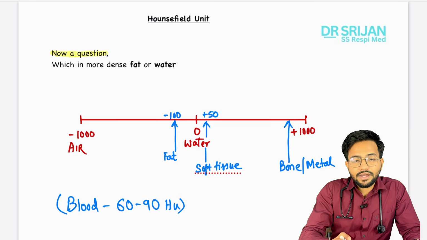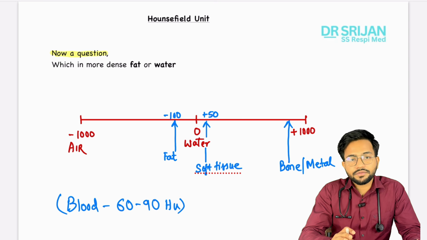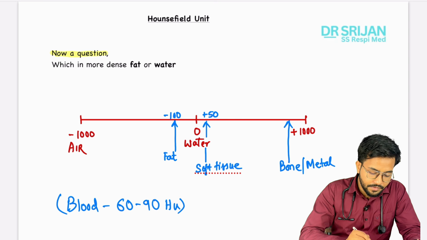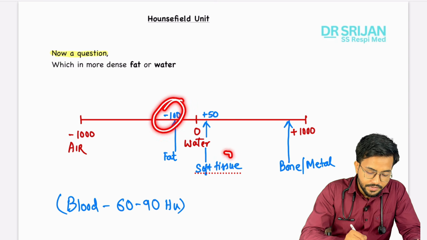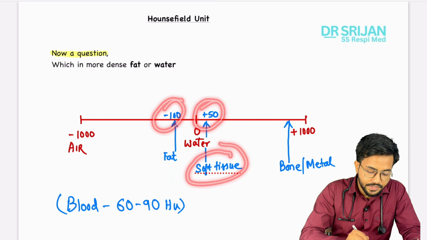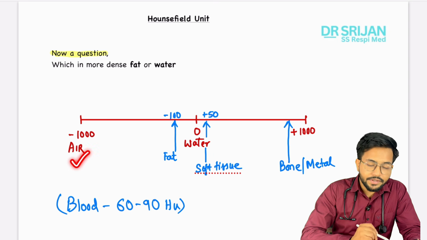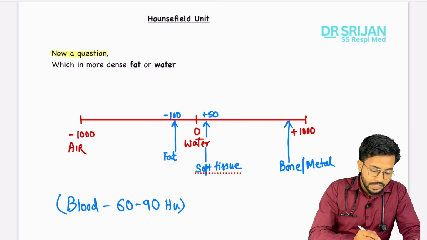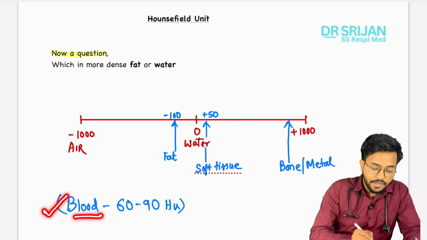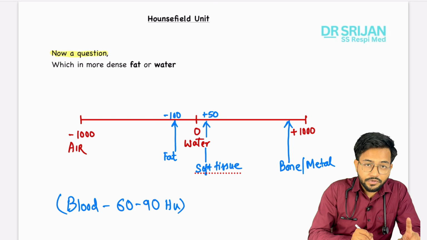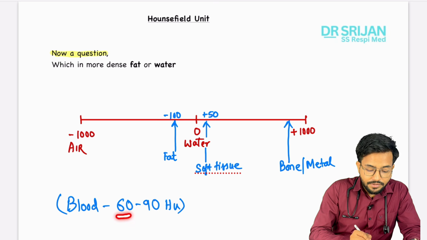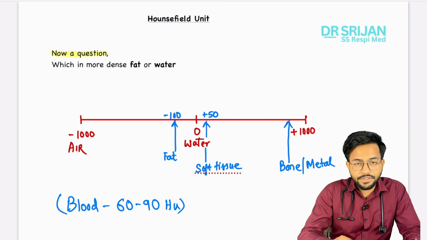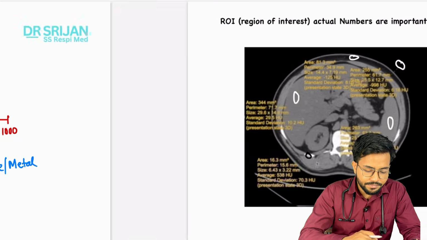These are the numbers which I want you to remember right now: fat -100, soft tissue +50, water 0, air -1000. These values you have to remember. If you get blood, and remember I'm talking about acute bleeding, it's around 60 to 90 Hounsfield unit. Now let us proceed.